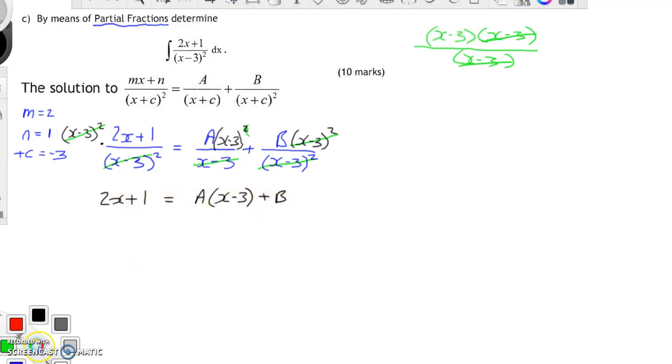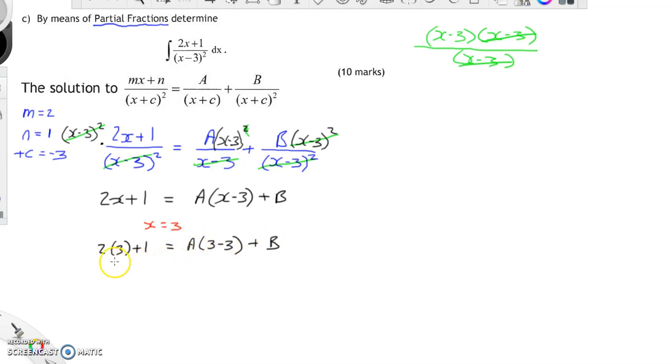So our next step, in red, we're going to set x. For the crack, we're going to say x equals 3. So when x equals 3, this guy here will go to 0. It'll be A multiplied by 0, because 3 minus 3 is 0. So when x equals 3, we'll have 2 times 3 plus 1 equals A times (3 minus 3) plus B.